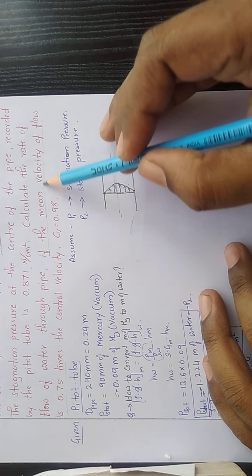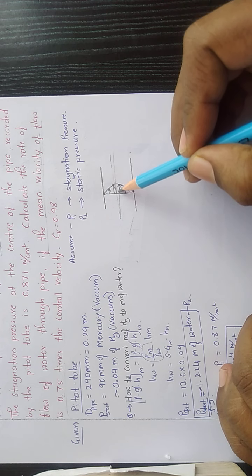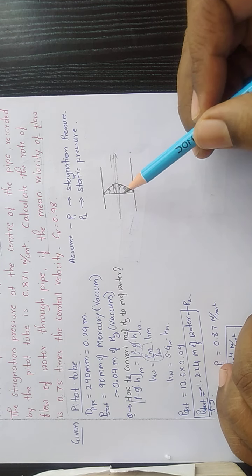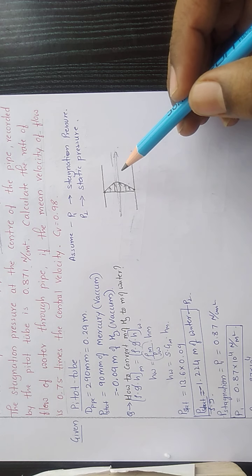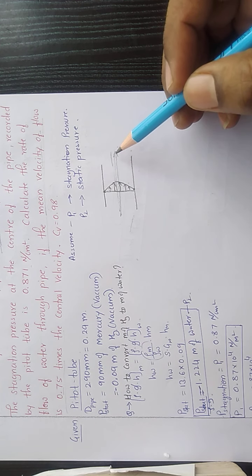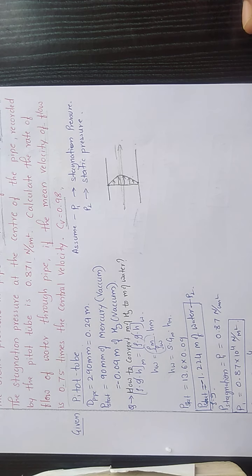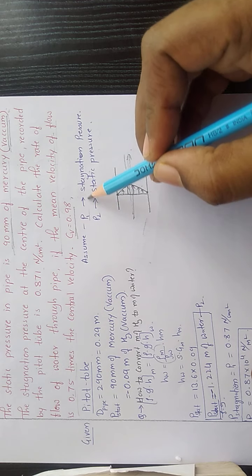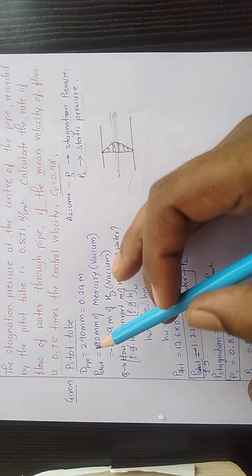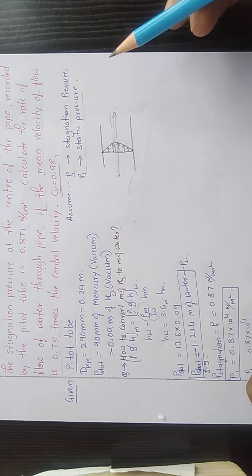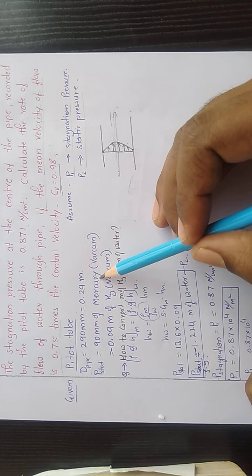He has given that the mean velocity of flow is 0.75 times the central velocity. So the mean velocity, the average velocity of the pipe, is 0.75 times the central velocity. He has also given us the coefficient of the pitot tube. Let's assume that P1 is the stagnation pressure and P2 is the static pressure. He has given the diameter of the pipe as 290 mm and the static pressure as 90 mm of mercury.